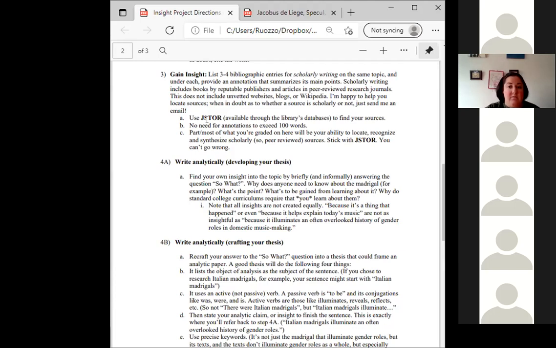So again, and this is from Dr. St. Pierre, part or most of what you're graded on here will be your ability to locate, recognize, and synthesize scholarly sources. So in other words, what you're being graded on here is your ability to tell whether someone else's writing will contribute to your topic or not. Can you discern something that will help you from something that won't help you?